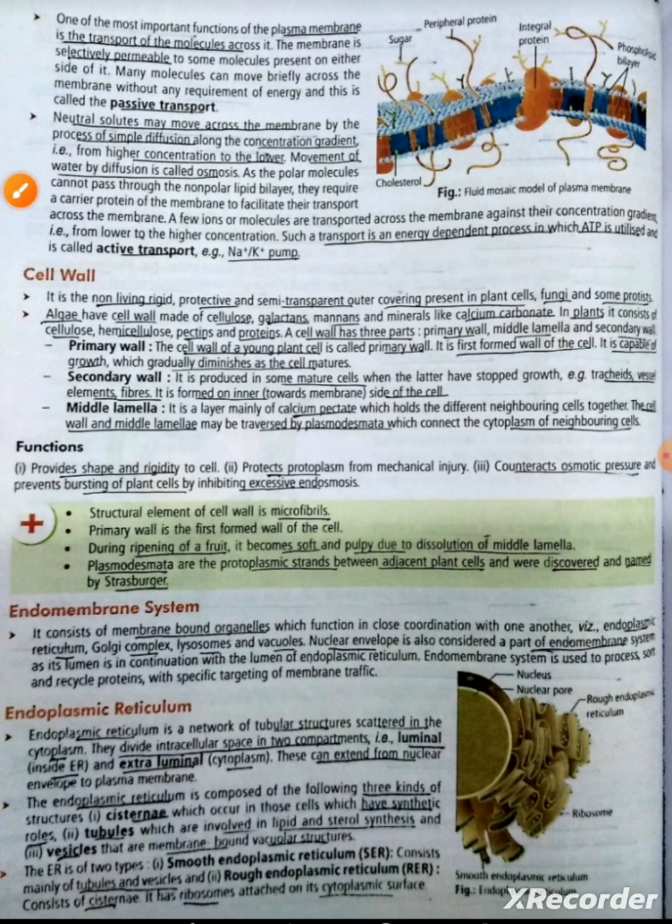Primary wall. The cell wall of a young plant cell is called the primary wall. It is the first formed wall of the cell. It is capable of growth, which gradually diminishes as the cell matures. Secondary wall. It is produced in some mature cells when they have stopped growth. Example: tracheids, vessel elements, fibers. It is formed on the inner side of the cell, towards the membrane.